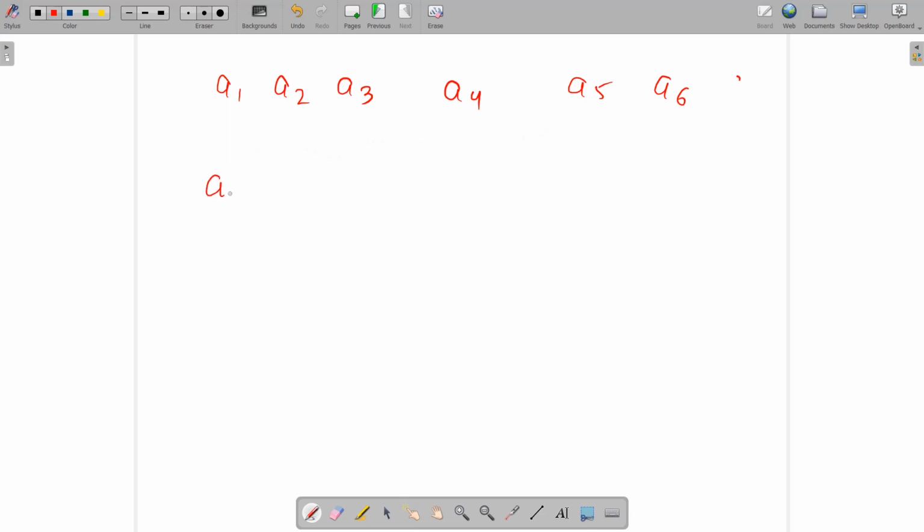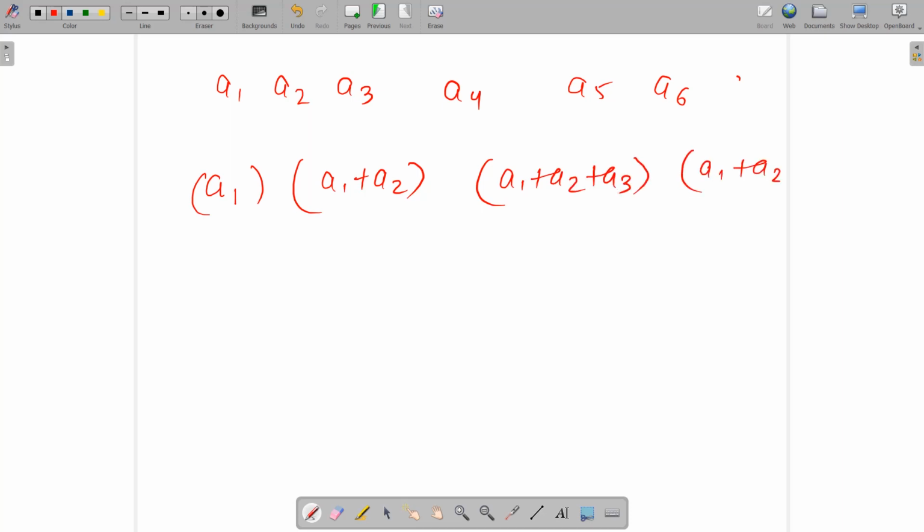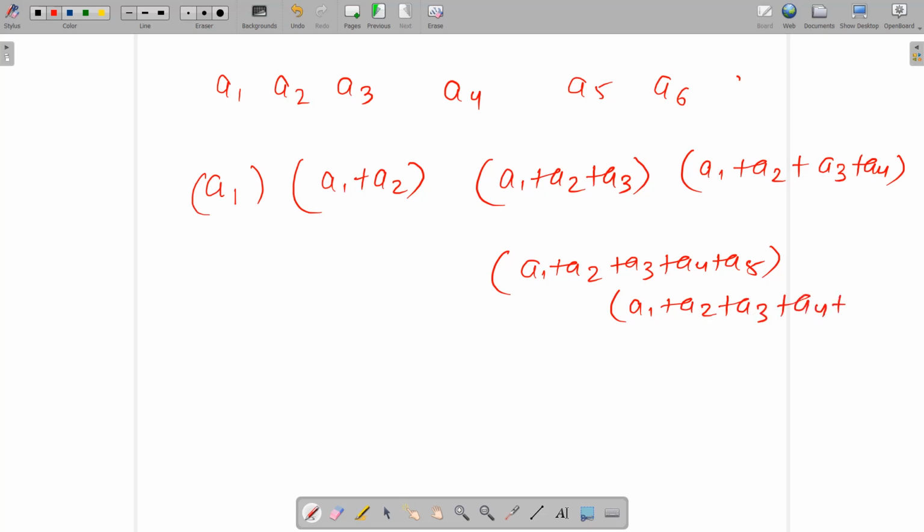So first I will do the prefix sum of this one. It would become A1, the next one would become A1 plus A2, the next A1 plus A2 plus A3, then A1 plus A2 plus A3 plus A4, then A1 plus A2 plus A3 plus A4 plus A5, and then A1 plus A2 plus A3 plus A4 plus A5 plus A6. Note that I am writing these things because this will help us visualize things much more clearly. So this is the one-time prefix sum.